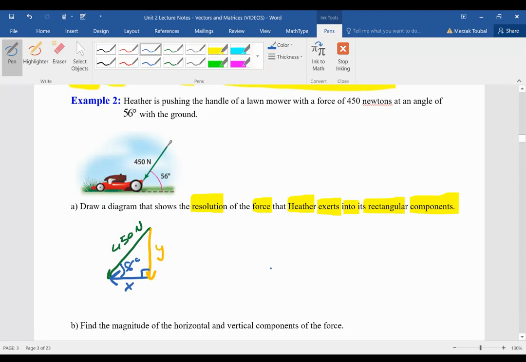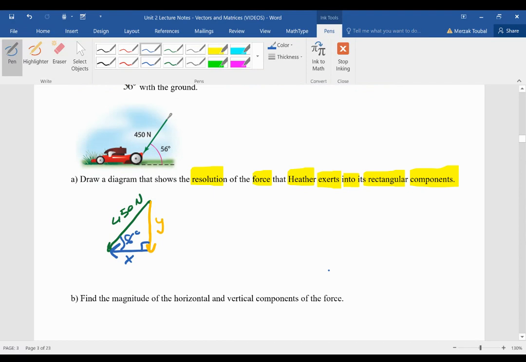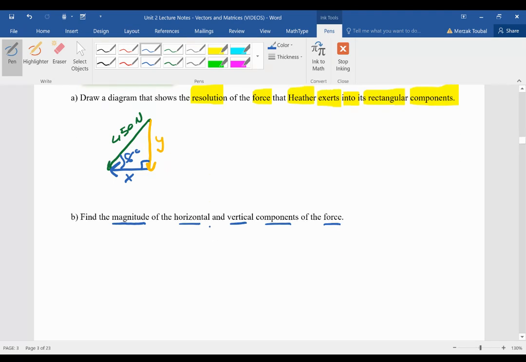Now, question B says find the magnitude of the horizontal and vertical components of the force. Meaning, what is the magnitude of x? What is the magnitude of y? Well, we can use trigonometry here to determine the magnitude of x and the magnitude of y. From that triangle, this is a right triangle.